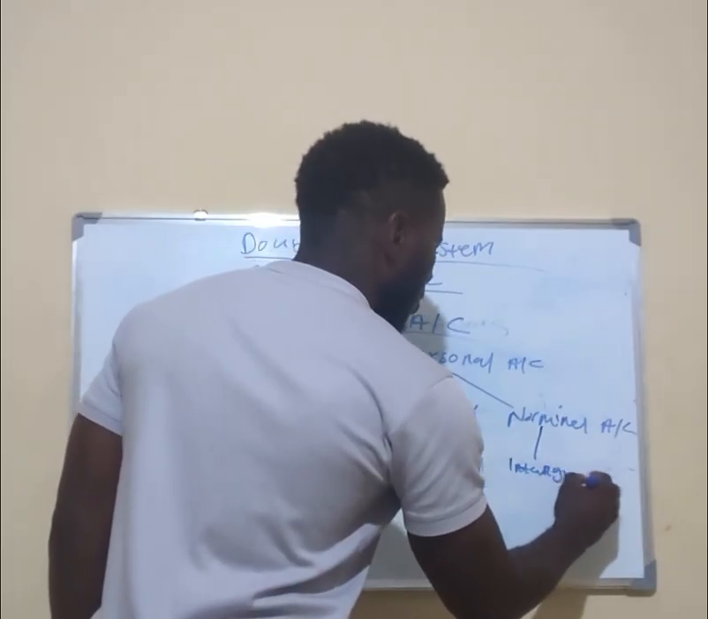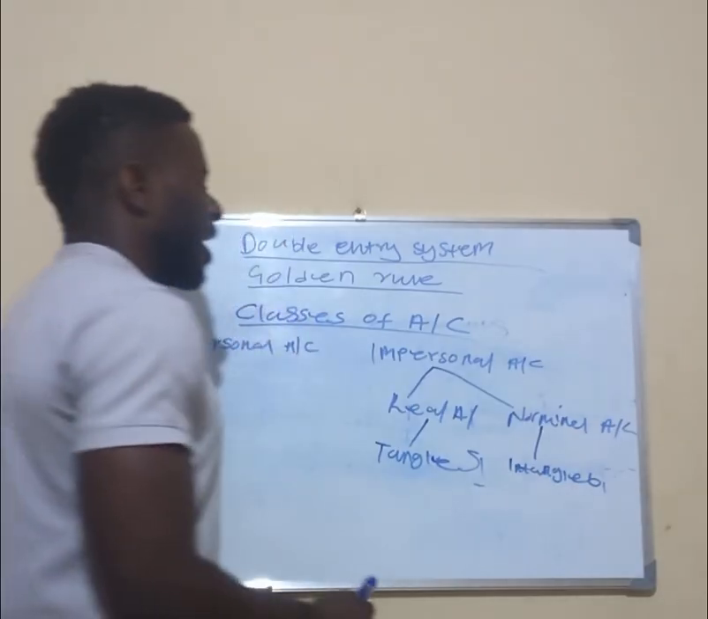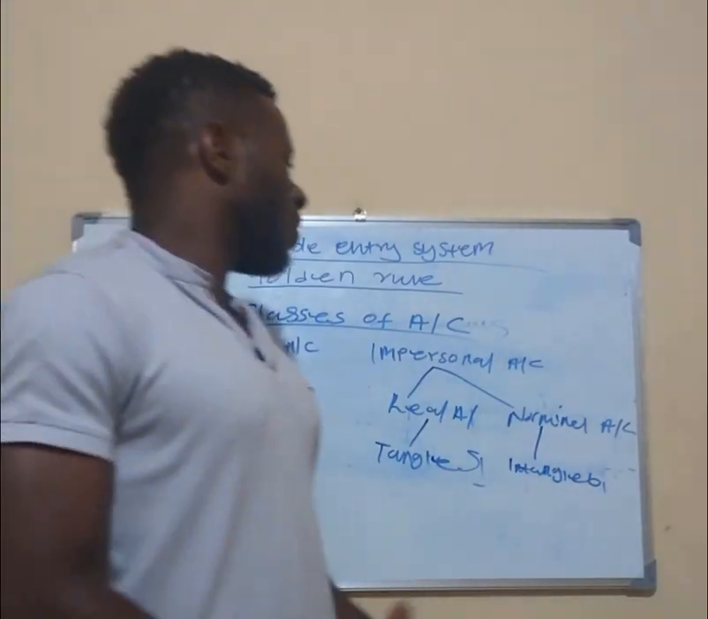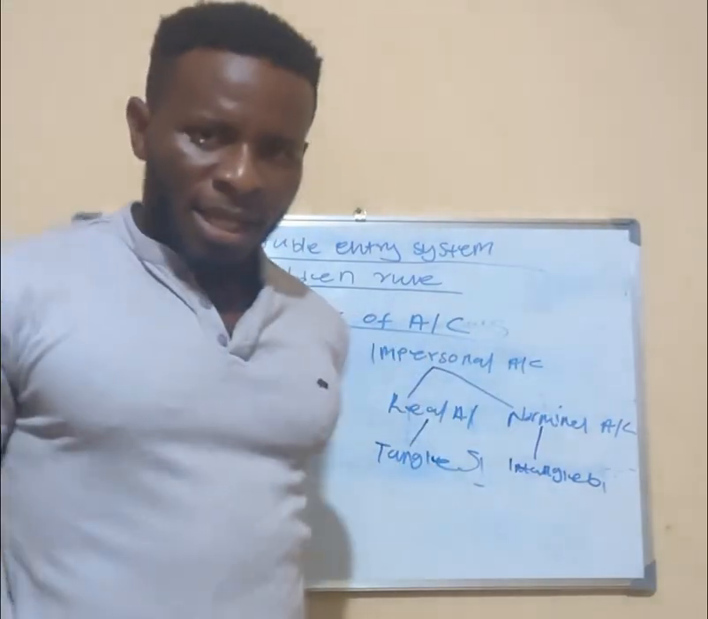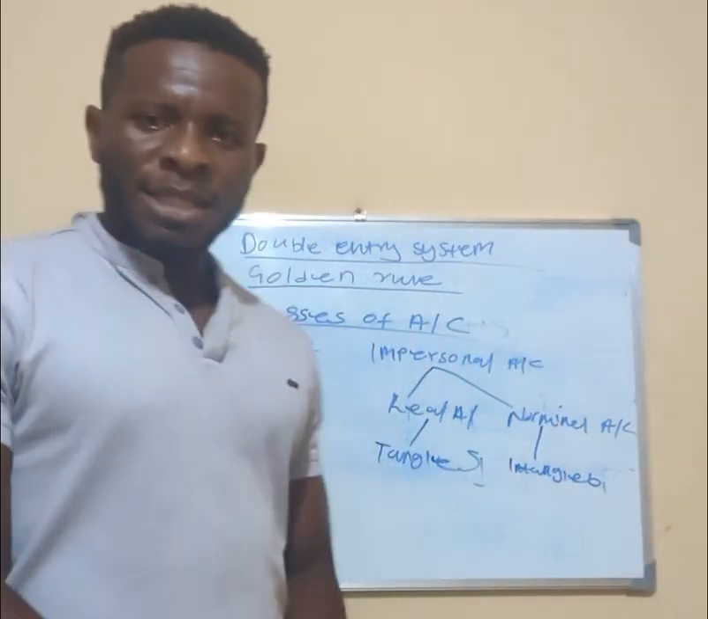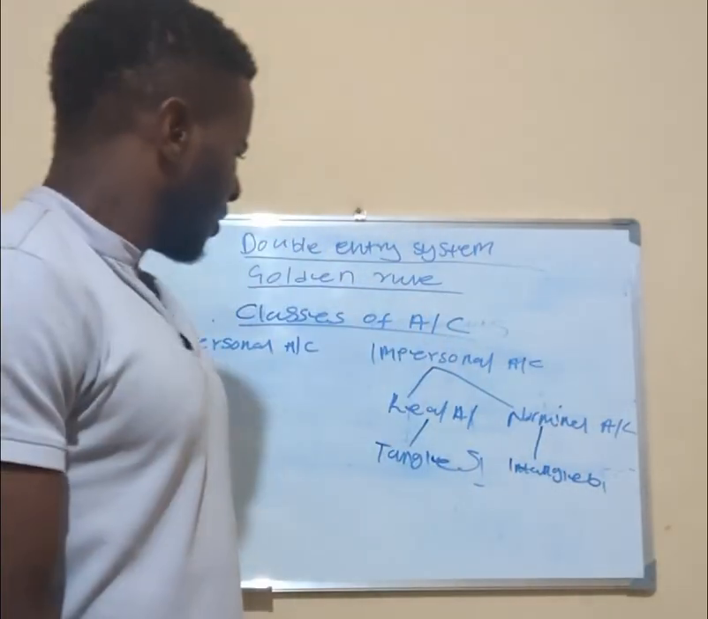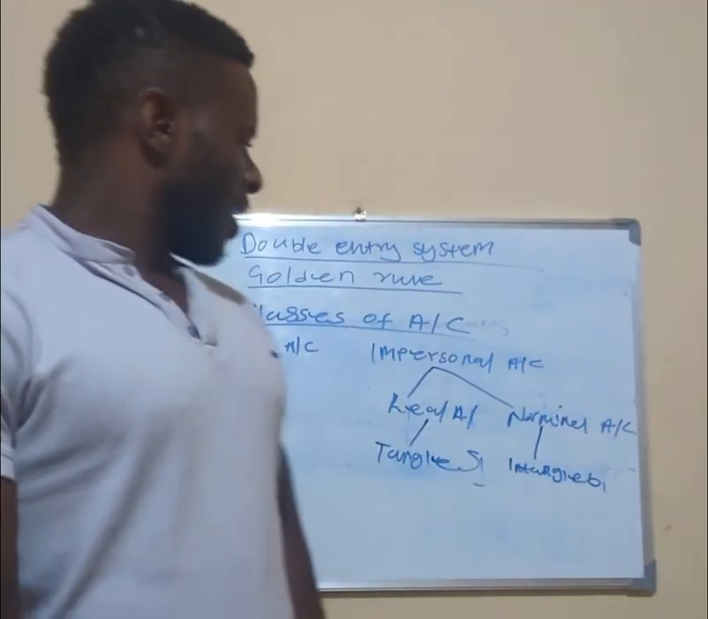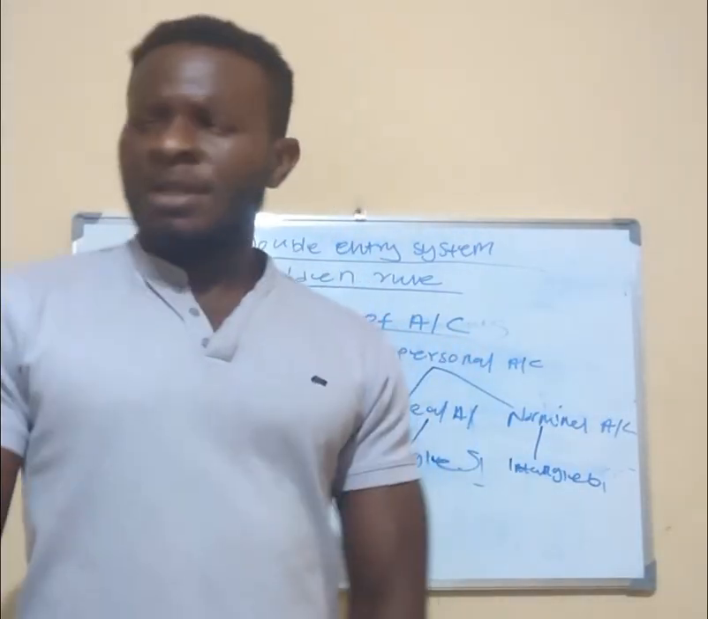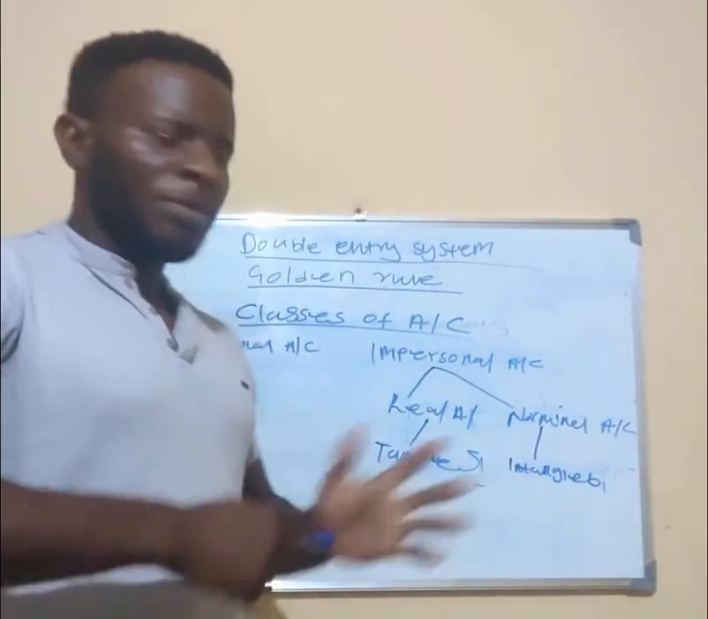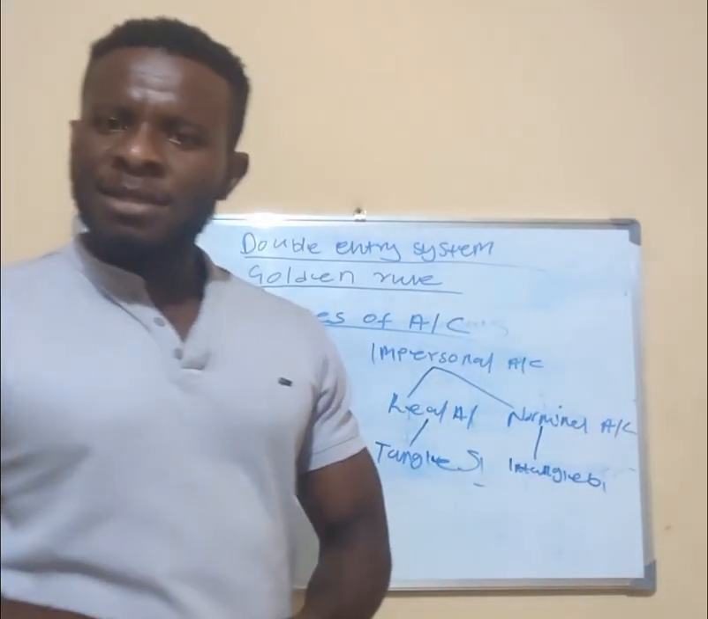Intangible, meaning it deals with accounts of stuff that you are unable to see and touch. An example is a salary. Salary is an account. Nobody has ever seen a salary.